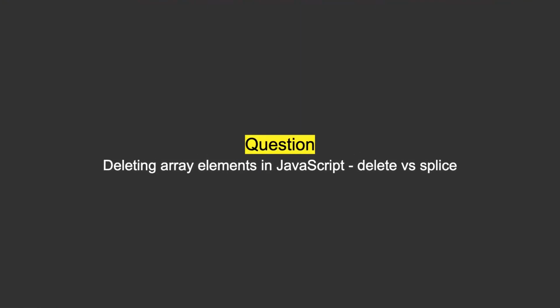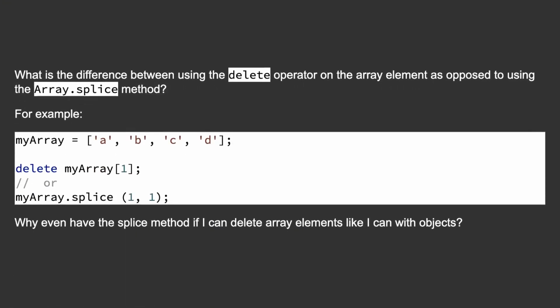Deleting array elements in JavaScript. Delete versus splice. What is the difference between using the delete operator on the array element as opposed to using the array splice method? For example, why even have the splice method if I can delete array elements like I can with objects?